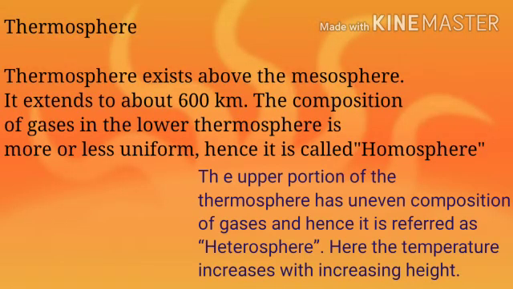Fourth one, thermosphere, in Tamil, Vepanilai. Thermosphere exists above the mesosphere. It extends to about 600 km. The composition of gases in the lower thermosphere is more or less uniform, hence it is called homosphere. The upper portion of the thermosphere has uneven composition of gases and hence it is referred to as the heterosphere. Here the temperature increases with increasing height. Ionosphere is a layer of the thermosphere that contains ions and free electrons.